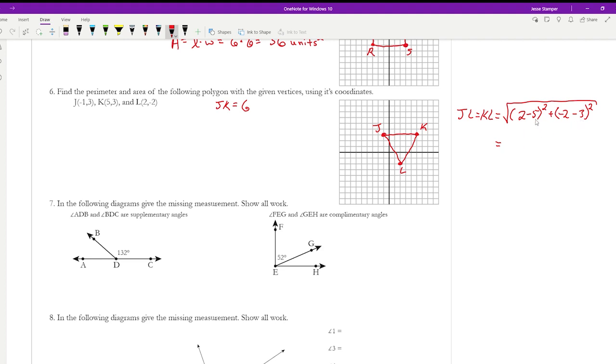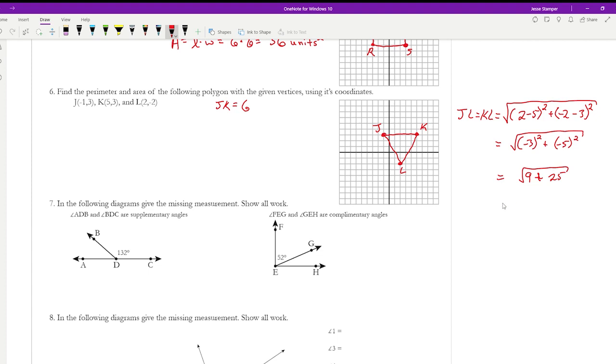So 2 minus 5, that's a negative 3, still in parentheses, squared, plus negative 2 minus 3, that's negative 5 squared, still under the radical, never lose the radical. That gives us a negative 3 times negative 3, 2 negatives, we get a positive answer, and 3 times 3 is 9, so we get 9, plus negative 5 times negative 5. Well, negative 5 times negative 5 gives us a positive 25.